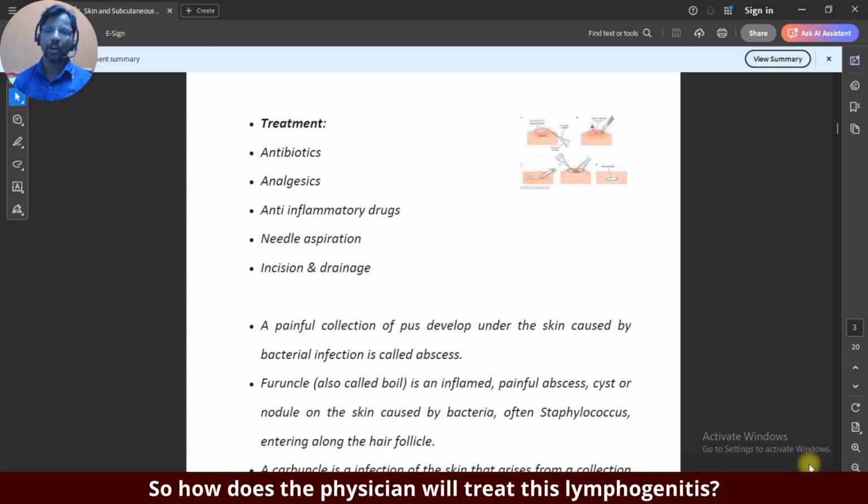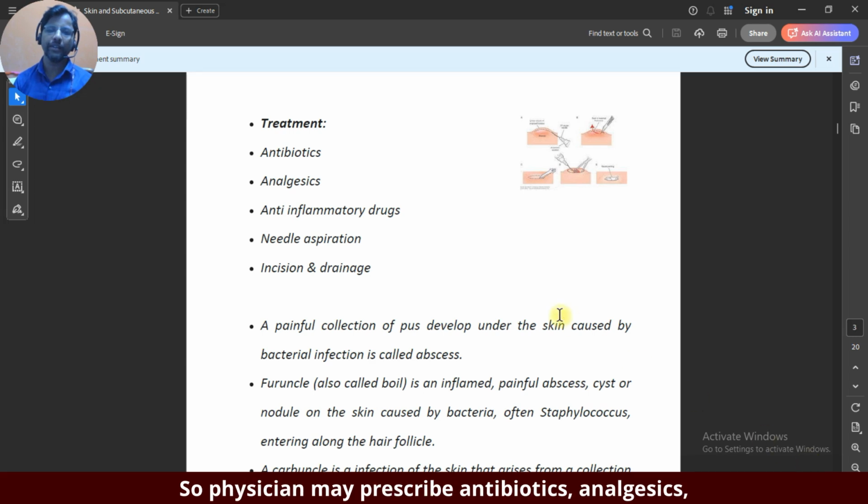How will the physician treat lymphangitis? The physician may prescribe antibiotics, analgesics, anti-inflammatory drugs, needle aspiration, or incision and drainage. Antibiotics, analgesics and anti-inflammatory drugs are therapeutic treatment. Needle aspiration and incision and drainage are surgical treatment for lymphangitis.